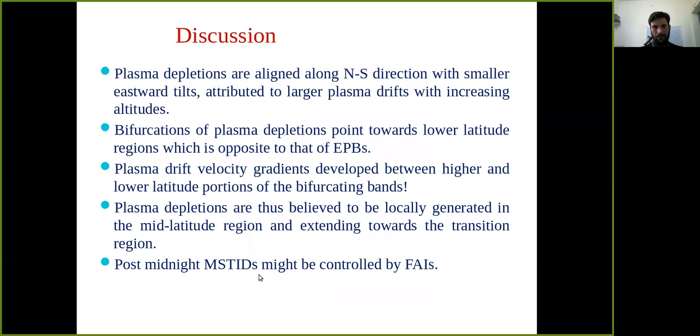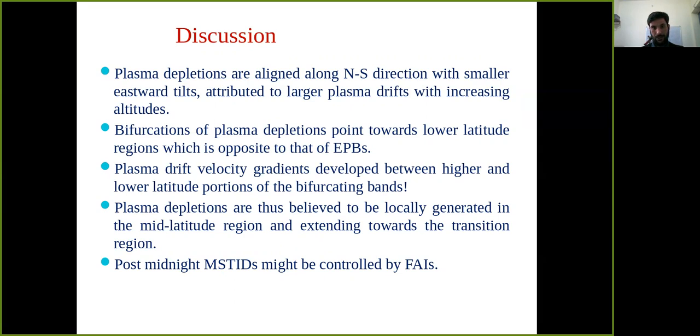So there can be a role of atmospheric gravity waves, which can locally generate these plasma depletions in the mid-latitude regions itself. The plasma depletions are aligned along the north-south direction with smaller eastward tilts, which is attributed to the large plasma drifts with increasing altitudes. The bifurcations of plasma depletions point towards lower latitude regions, which is opposite to that of the equatorial plasma bubbles. Plasma drift velocity gradients developed between higher and lower latitude portions of the bifurcating bands.